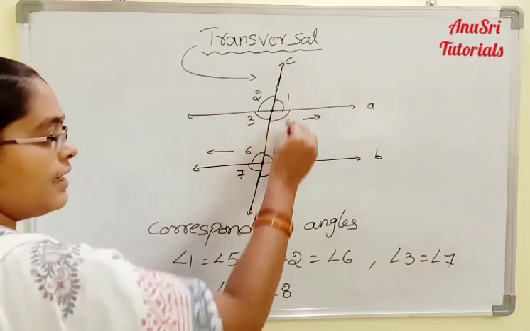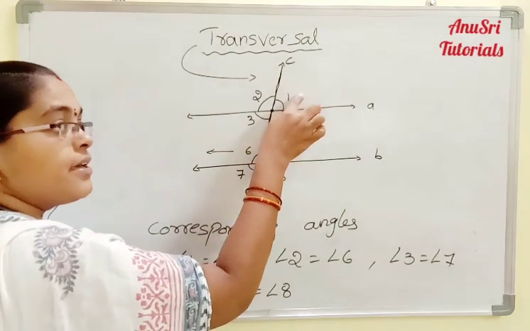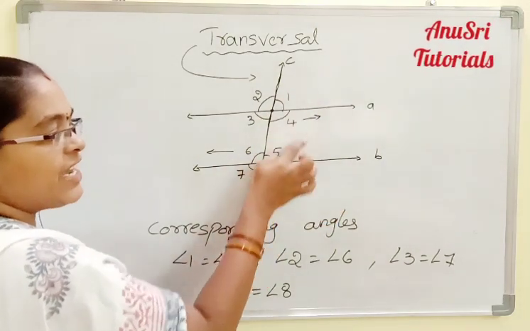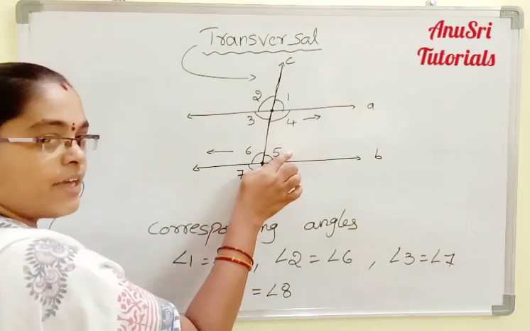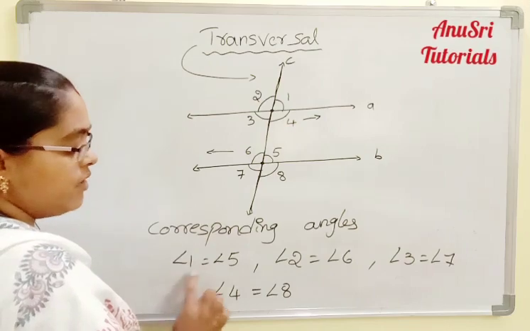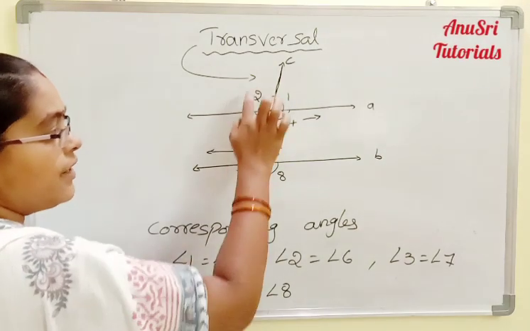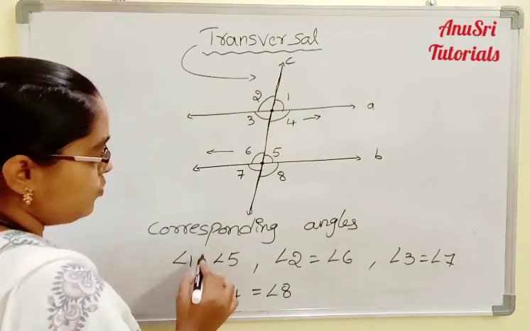In the corresponding place, see, in this place we have angle 1. At the same place, in the second line, which angle we have? In the same place, in the second line, we have angle 5. So this is the corresponding angle of 1. So angle 1's corresponding angle is 5. Angle 2's corresponding angle is 6. Like this, we can write corresponding angles.